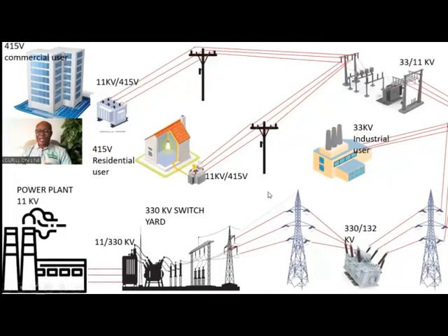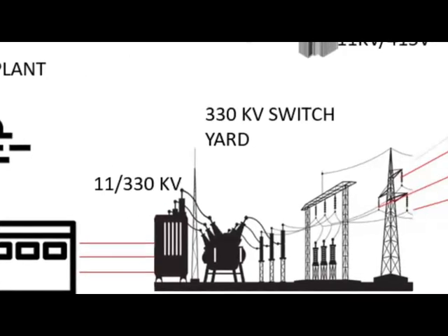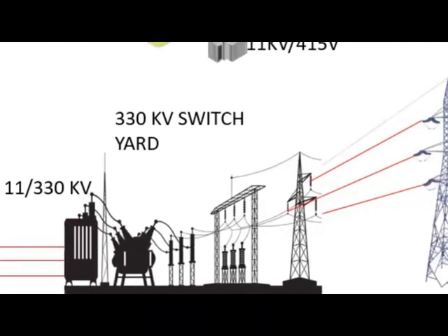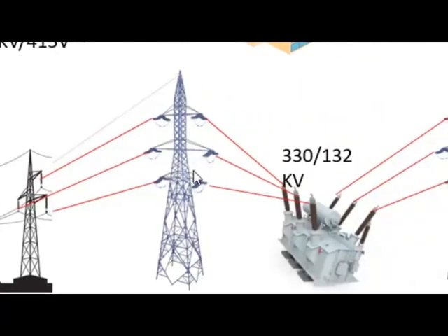The power system starts with the generation station, and the generation station generates at 11 kV. That 11 kV is sent to your switchyard. At your switchyard, that's the transmission transformer closest to your switchyard. It is stepped up from 11 kV to about 330 kV. That is sent to the highest transmission section of your power system.